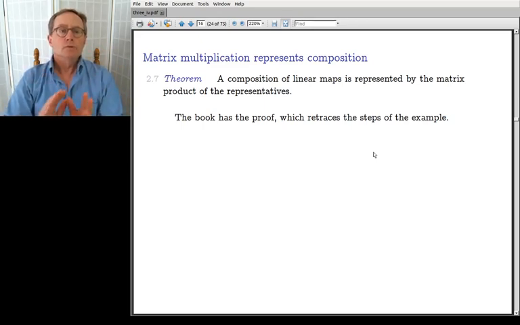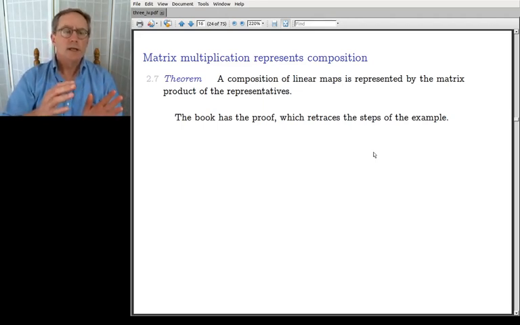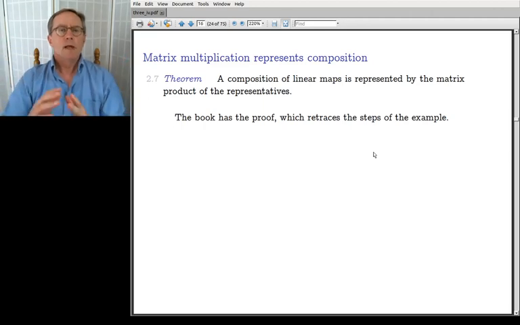But don't lose the forest for the trees. The composition of linear maps is represented by the matrix product of the representatives. That is to say, matrix multiplication is a somewhat peculiar definition. You say, so why are you doing this crazy way? And the answer is because it represents the composition of the functions. So if you have some conception of what the functions are, this function rotates and then this function makes 3 bigger, then you can make sense of what happens when you multiply the underlying matrices.